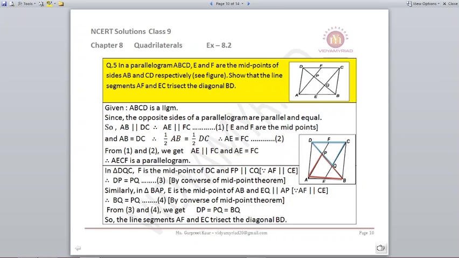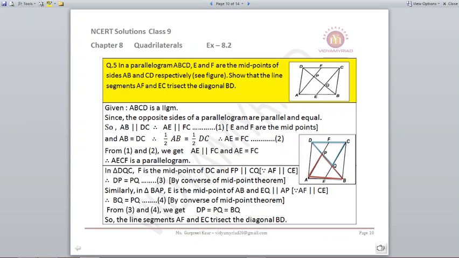ABCD is a parallelogram, so the opposite sides will be equal, which means AB will be equal to CD and AB will be parallel to CD. It means that AE is parallel to FC also, because E and F are the points on AB and DC and they are the midpoints. And we know that AB is equal to DC, so definitely half of AB and half of DC will also be equal. So let us consider AE is equal to FC.